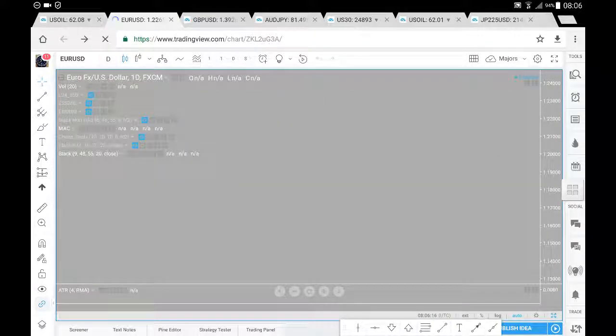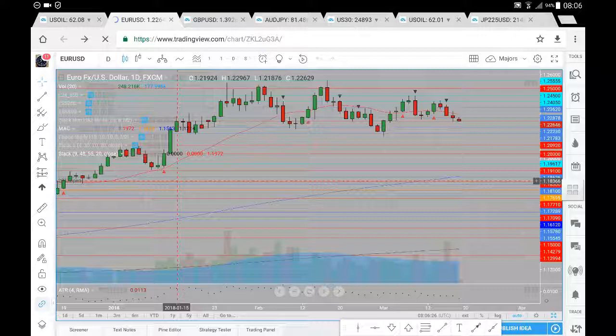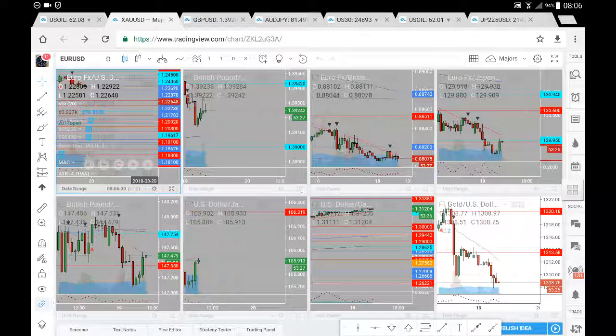38.57. I will just show you here on the chart as the charts load up. So not on the euro dollar, I'm on the pound dollar at the moment, so just bear with me. Yes, there we are. There we go.